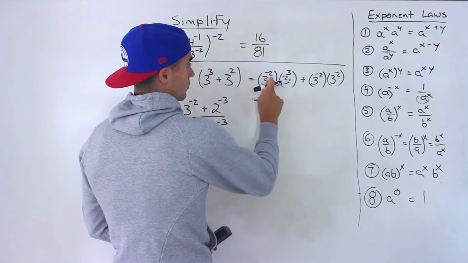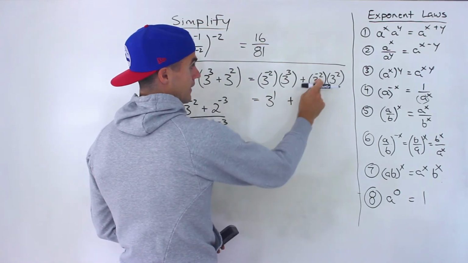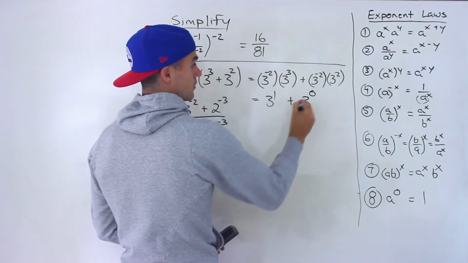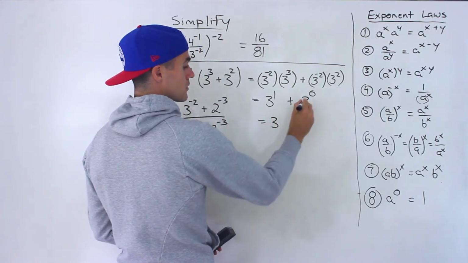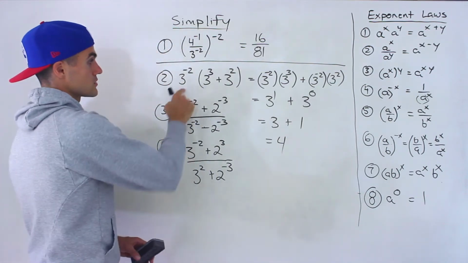And so negative 2 plus 3 gives us 1. And then negative 2 plus 2 gives us 0. 3 to the power 1 is 3. 3 to the power 0 is 1. So the answer is 4. That's the final answer to this.